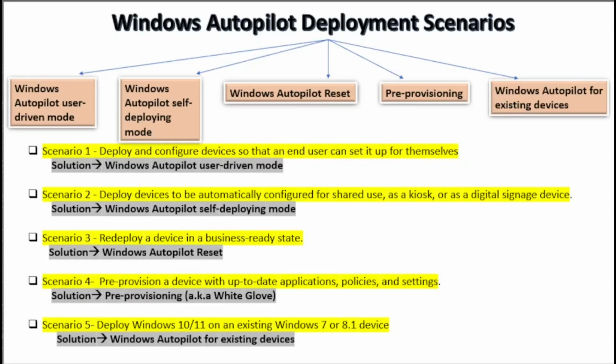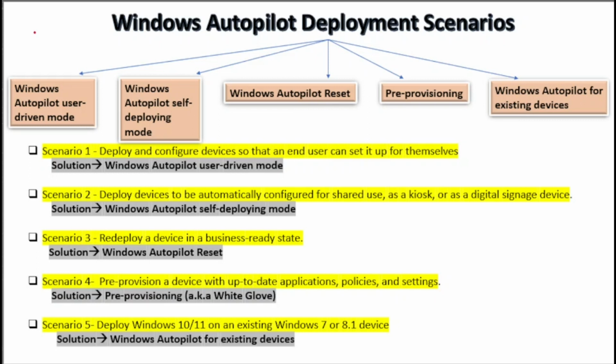Now let's talk about the Windows Autopilot scenarios. Each and every organization is different with respect to their nature of work, so their requirements are also different. Windows Autopilot is catering to all these different types of requirements. There are 4 to 5 scenarios where we can use Windows Autopilot. These are Windows Autopilot user-driven mode, Windows Autopilot self-deploying mode, Windows Autopilot reset, pre-provisioning also known as white glove, and lastly Windows Autopilot for existing devices.